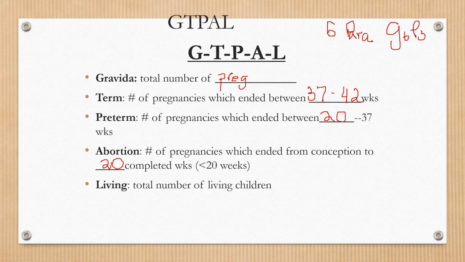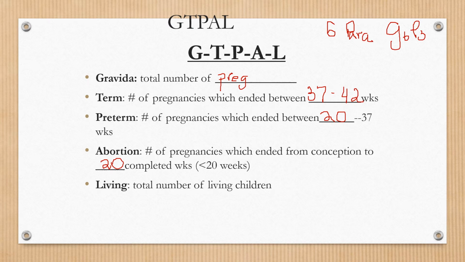And then living is the number of children that were born alive and lived at least 6 weeks. Now, if a child dies at a year or 2 years old, we don't come back and change this. If they die within the first 6 weeks, we decrease the living because that is considered a neonatal period and we're watching it very closely.